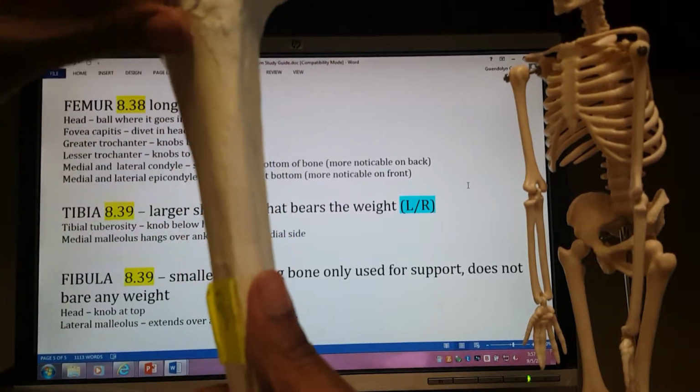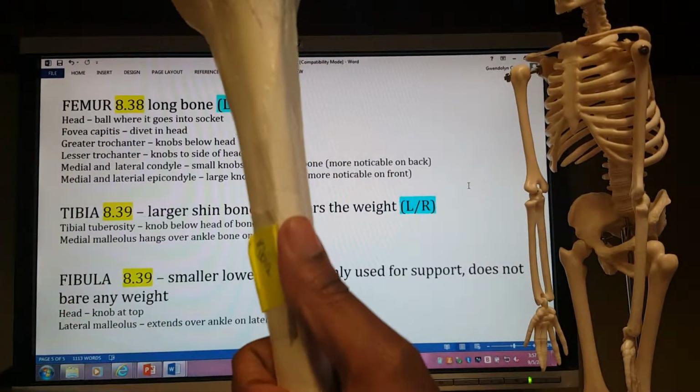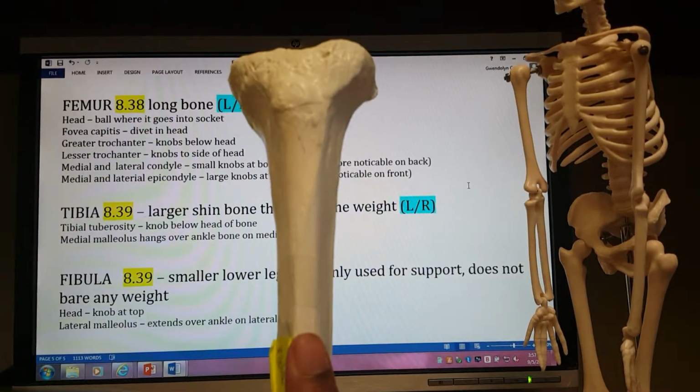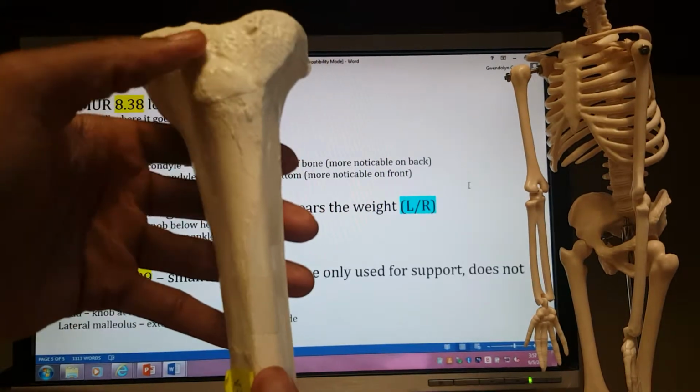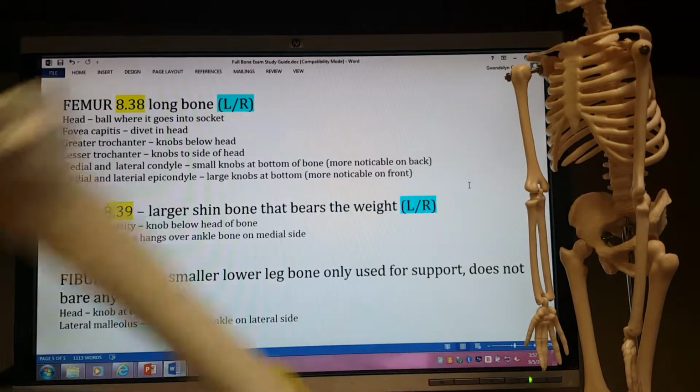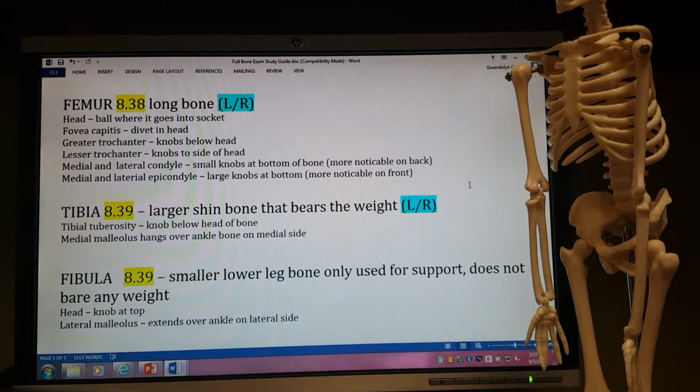Of course, let me smooth the tape. Okay, so, of course, it's a plastic model, can't really tell too well, but there are some real bones in the lab if you want to touch those as well. So, tibial tuberosity is this little knob here. And that's it for the tibia that you have to know.